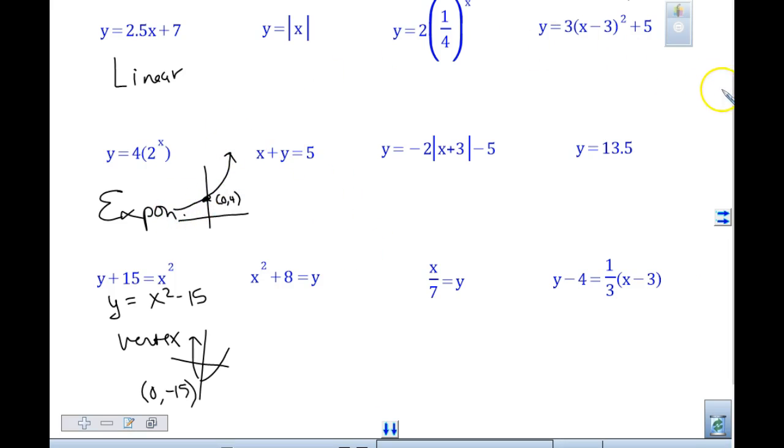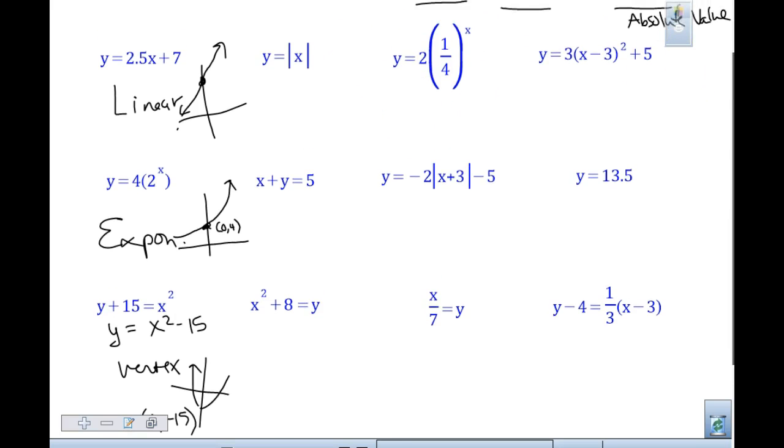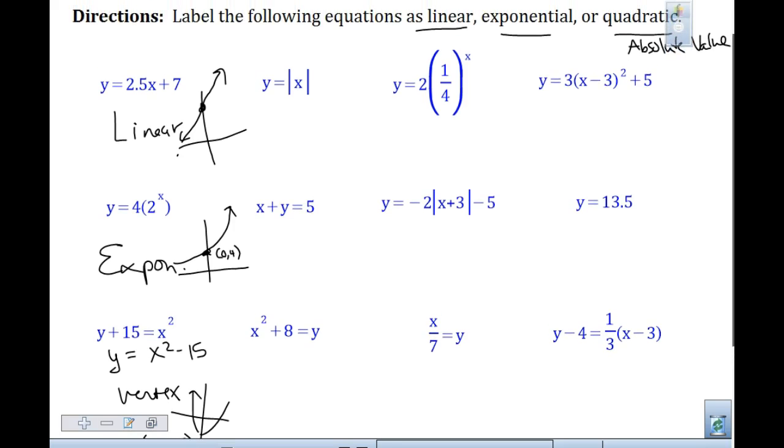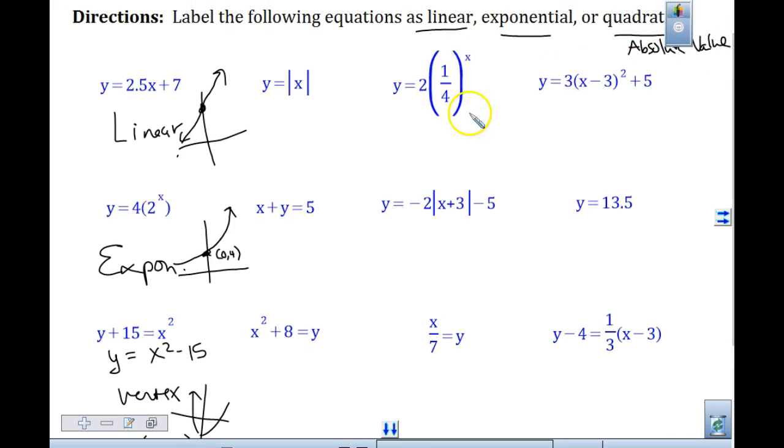If we were looking at the linear one and I asked you to draw a rough sketch of it, we know that our y-intercept is up here at 0, 7, and it's going to be going up to the right. So as you do each of these, if there's a key feature that you can tell me, I want you to tell me that. And I would like you to now do the rest of them, putting linear, exponential, quadratic, or absolute value, and draw a little picture next to it, just a rough sketch of what it looks like, okay?